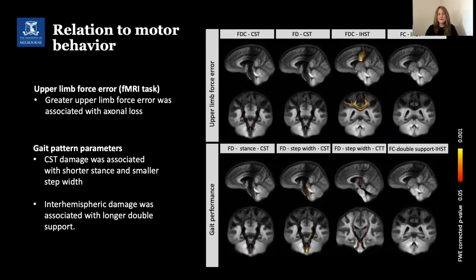When we looked at the relation to motor behavior, we found that in MS patients, worse visuomotor hand control was associated with greater axonal damage. And when we looked at gait patterns, we found associations between axonal damage and a shorter stance and smaller step width, as well as longer double support times.